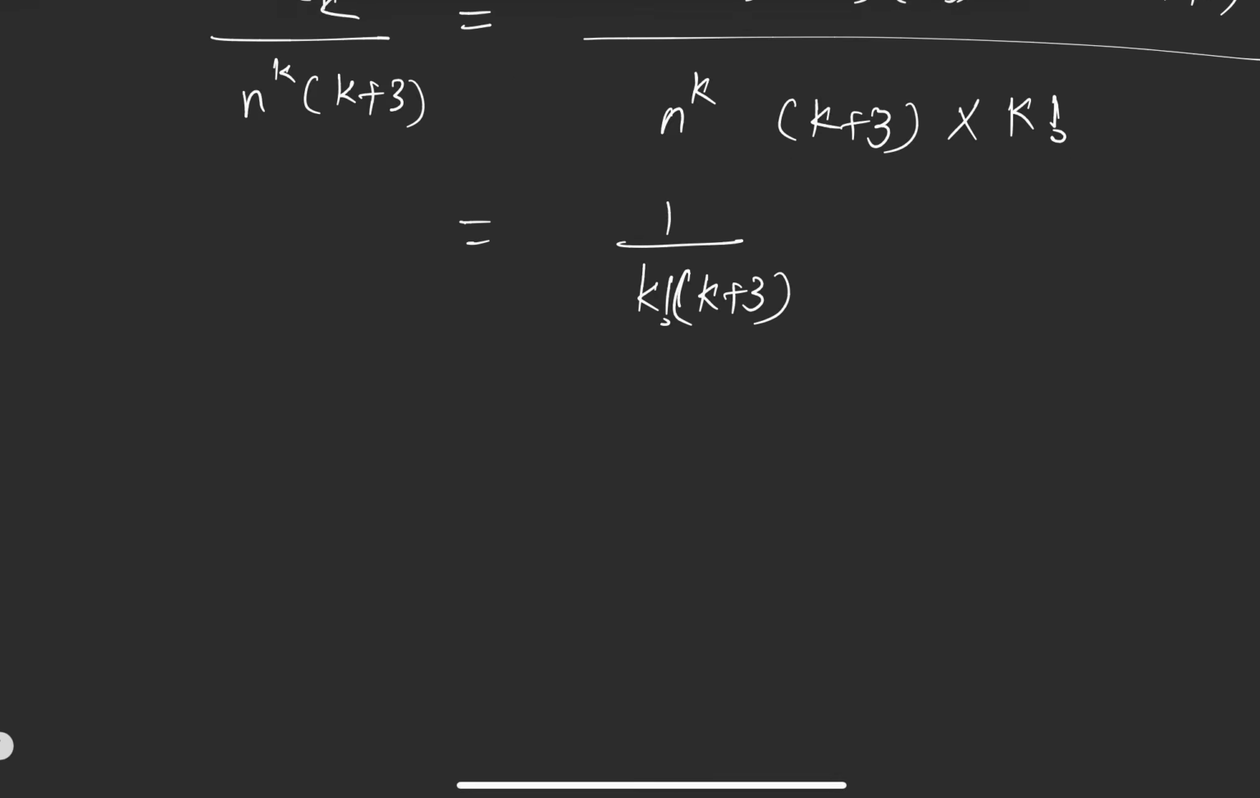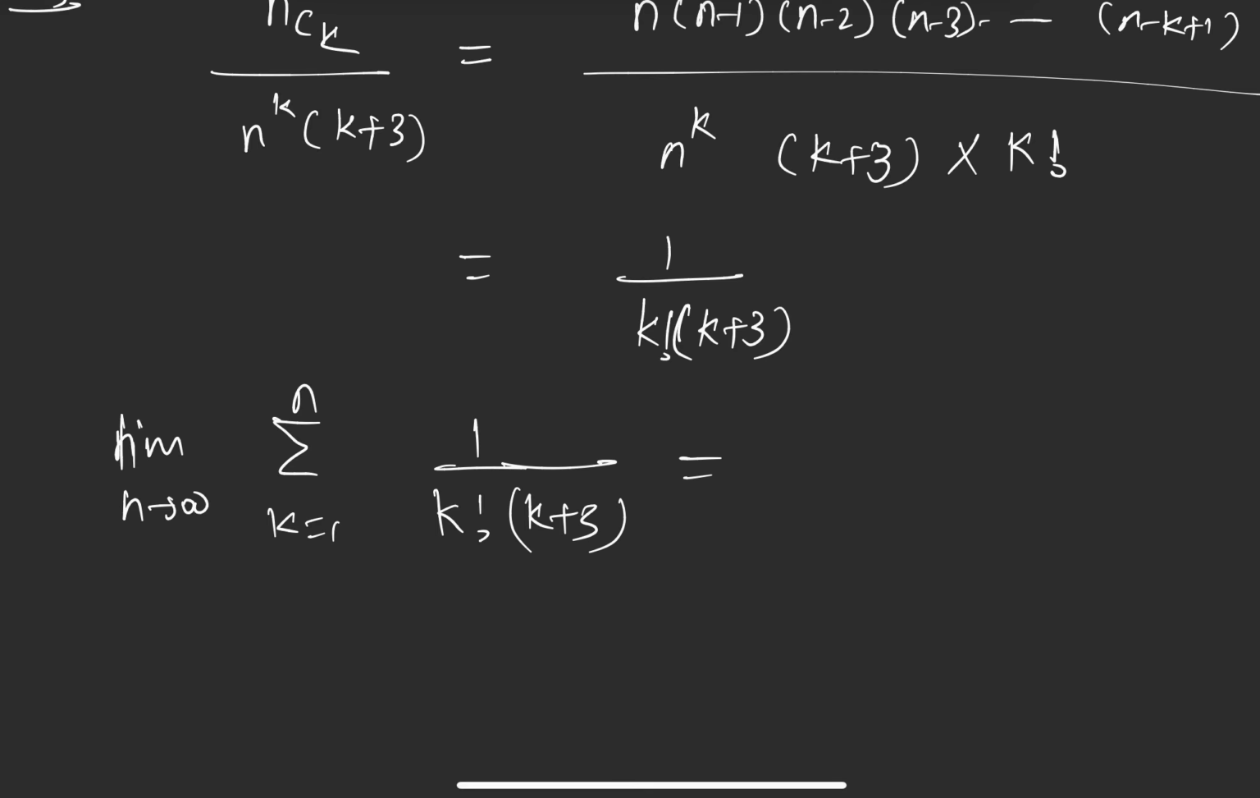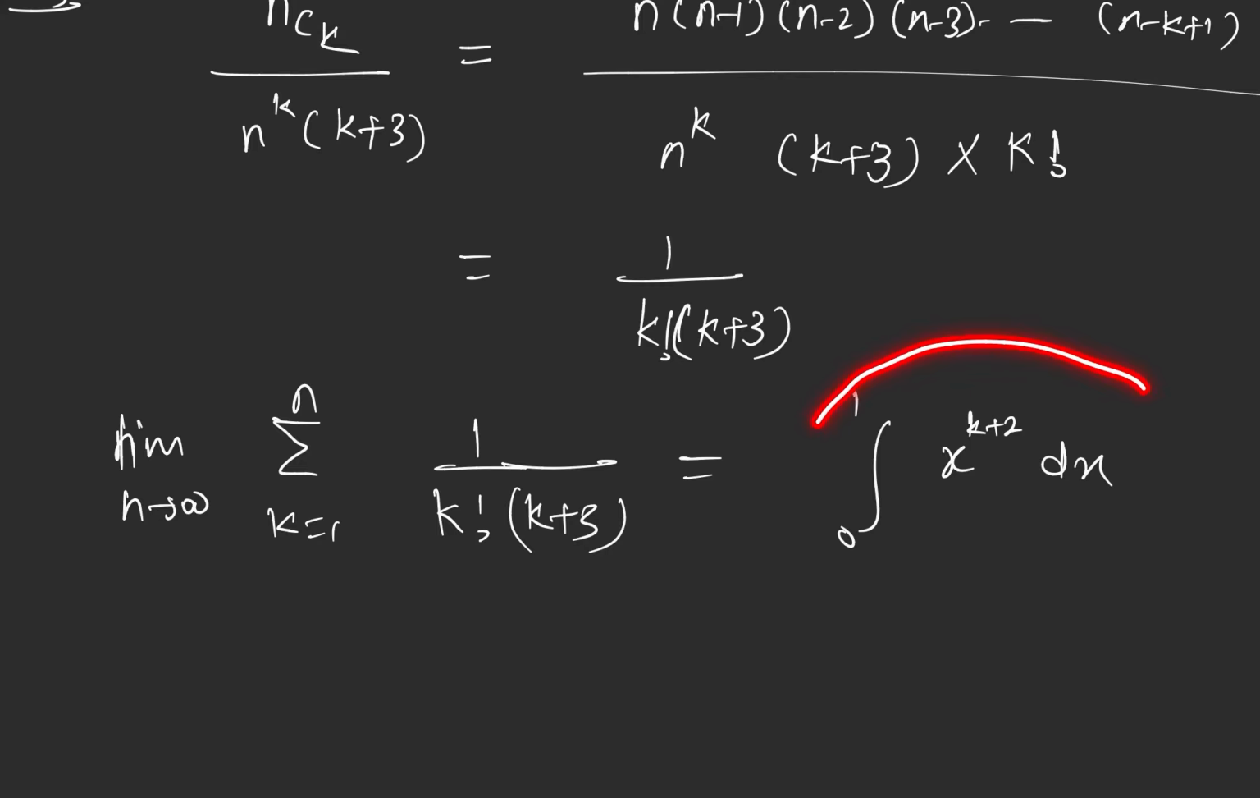Okay, so now this I need to solve. What is the question? Limit n tending to infinity, sigma k equals 1 to n, 1 by k factorial into k plus 3. So here is one important thing: this 1 by k plus 3 actually I can write as integral 0 to 1 x power k plus 2 dx. Okay, this, if you solve, is 1 by k plus 3 only, and this 1 by k factorial I'm writing here separately. Okay, and this is sigma k equals 1 to n, as it is.